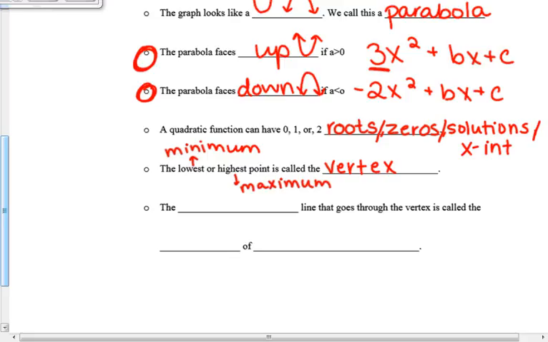This last one might be a little bit new to some of you, so I'll just go ahead and fill it in. There is going to be a vertical line that goes through the vertex, okay? So I will show you what it kind of looks like on the next slide. Okay, but I've got my parabola. My vertex is either at my minimum or maximum. And then there's going to be a vertical line that goes straight through that vertex. And we call this line the axis of symmetry.